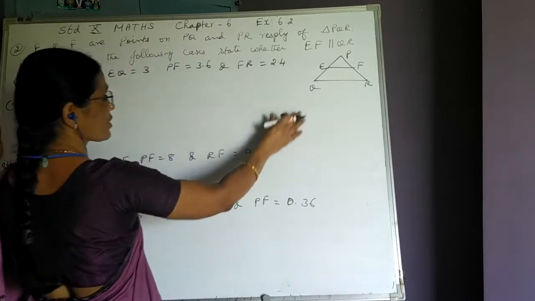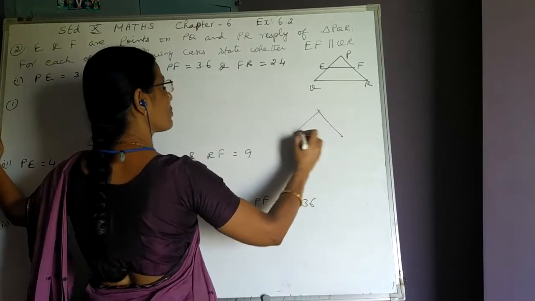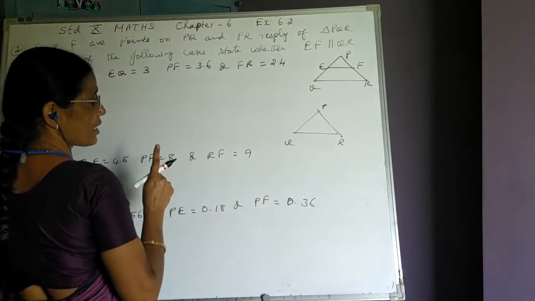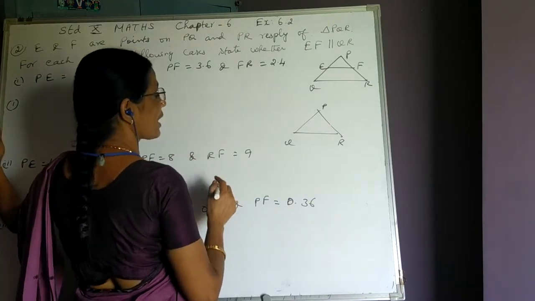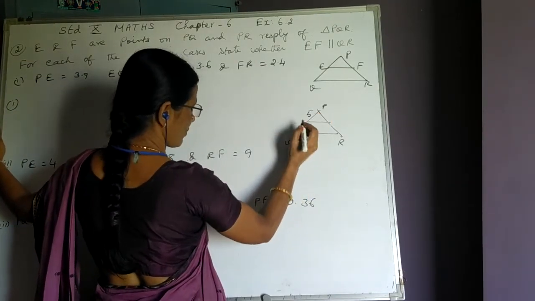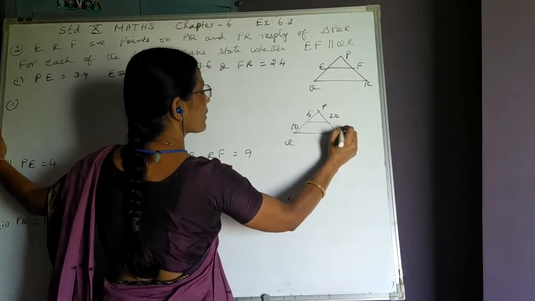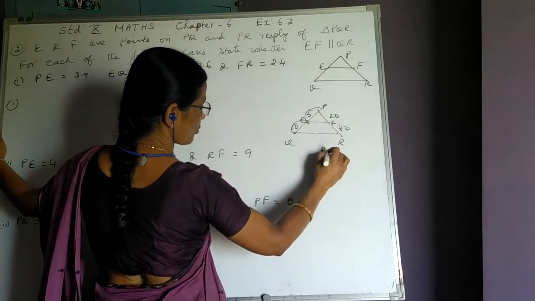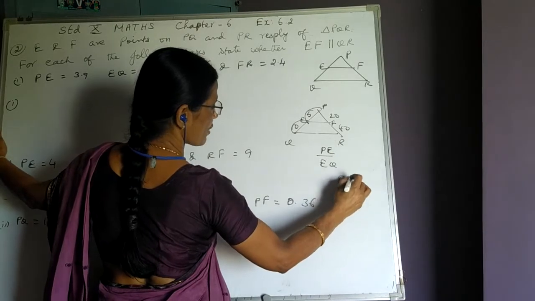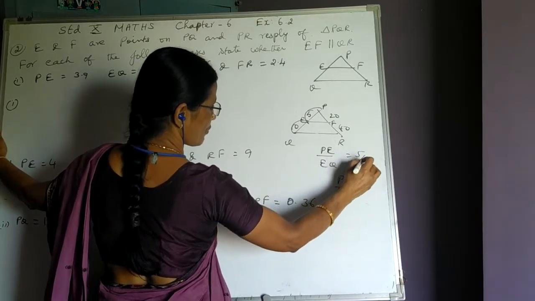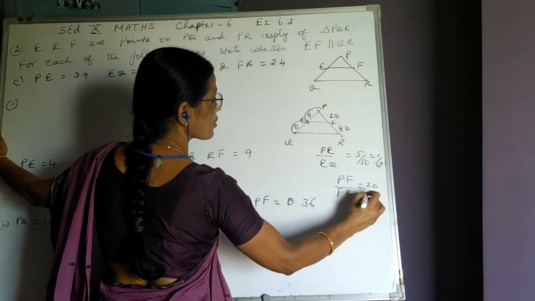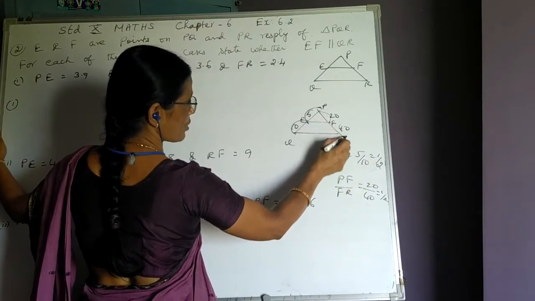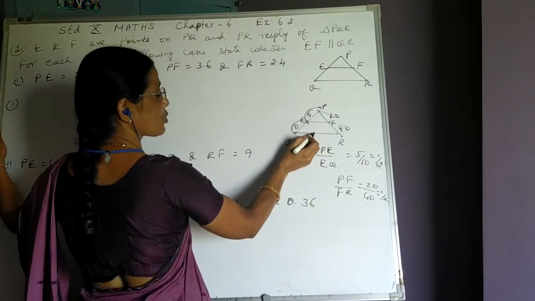We have to use the converse of the BPT theorem. What is this converse of the BPT theorem? The theorem says that, of the three ratios we had studied, if any one ratio is true, then the lines are parallel. Suppose here 5 is given, here 10, here 20, and here 40. We can check whether PE upon EQ is equal to PF upon FR or not. So here I am getting 1 upon 2, and here also I am getting 1 upon 2. So PE upon EQ is equal to PF upon FR. Therefore, the lines should be parallel.